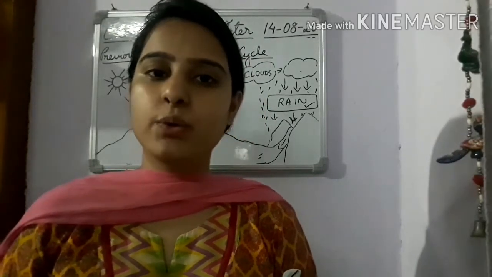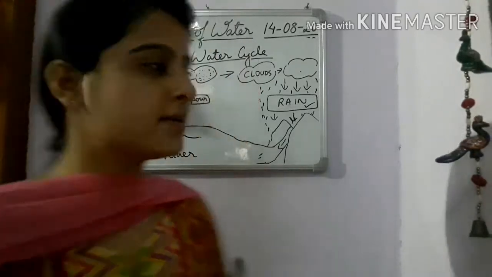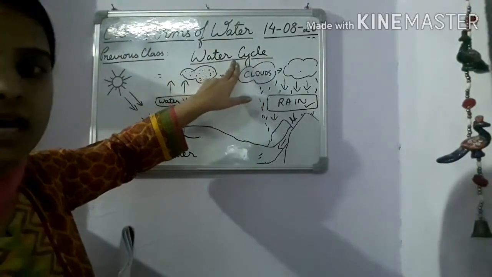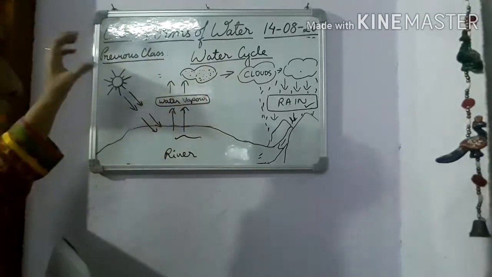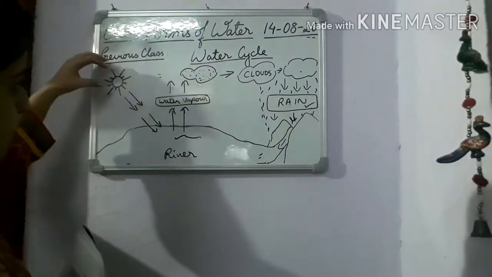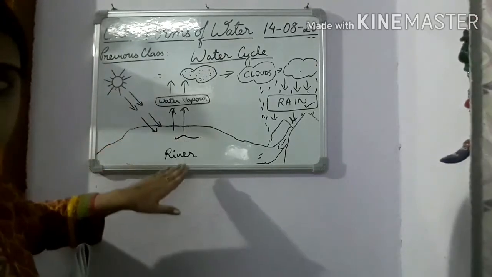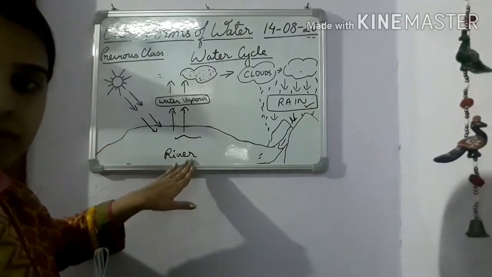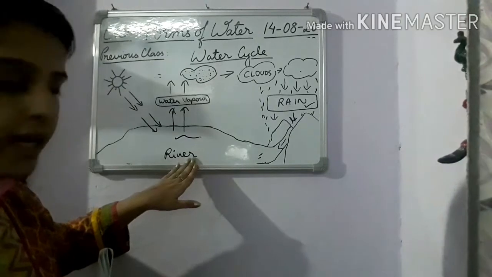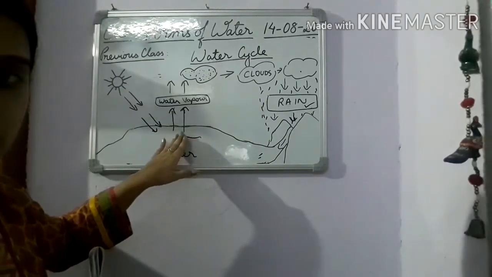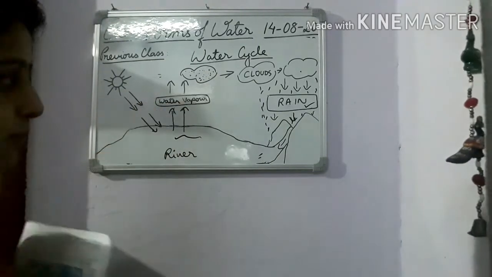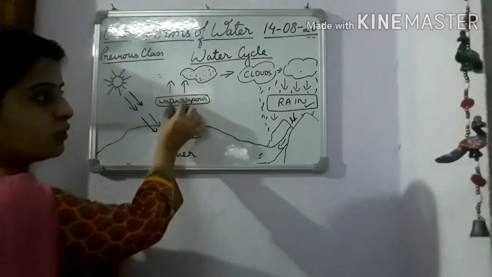So let's give a quick recap of our previous class. What we studied in the previous class? Water cycle. So what is water cycle? When the heat of the sun falls on the water body, now water body can be your river, lake, ponds, okay? Then that water turns into water vapor. Then water vapor moves upwards.